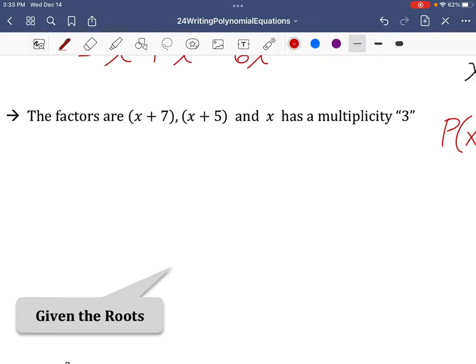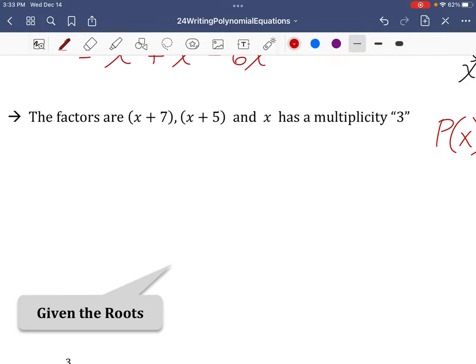You try. Try to write a polynomial that has x plus 7, x plus 5, and x, which has a multiplicity of 3.